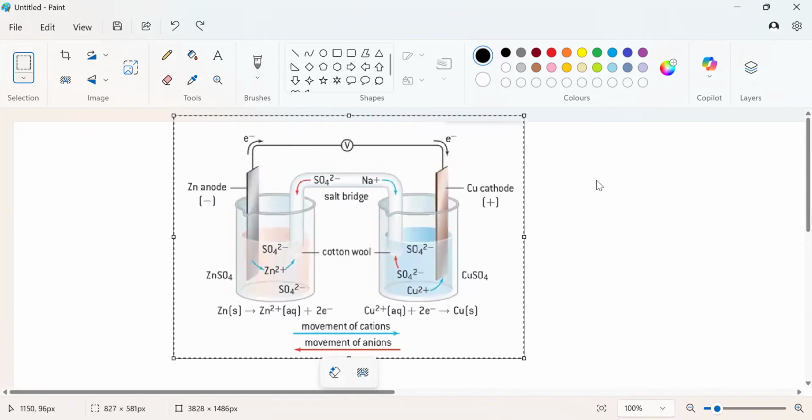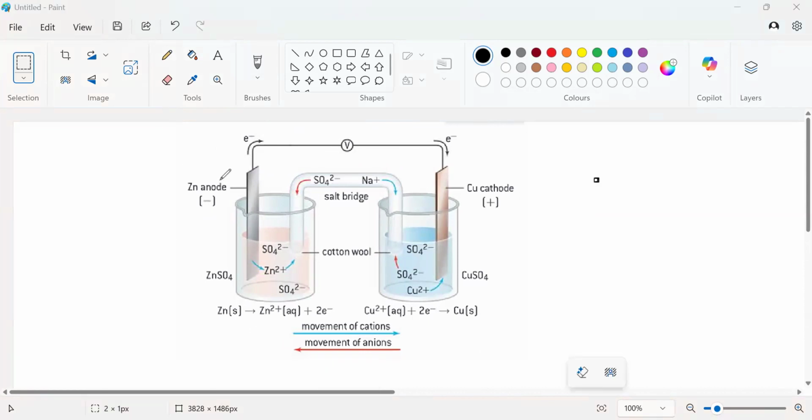Now, having said this, what happens with time? The thickness of the zinc will be getting thinner and thinner, or thicker and thicker? Thinner and thinner. That's a really brilliant answer, right? It goes to the solution as zinc 2 plus.